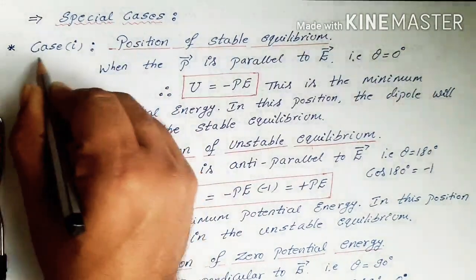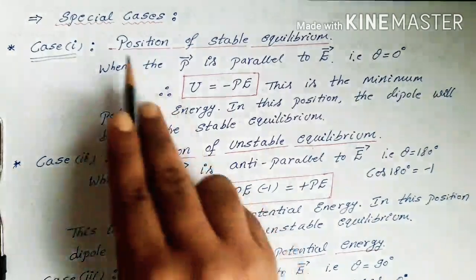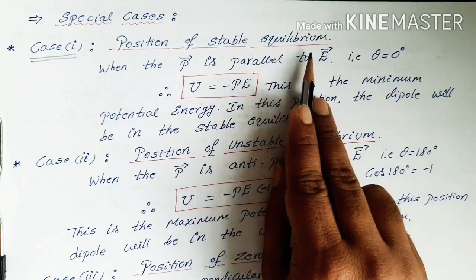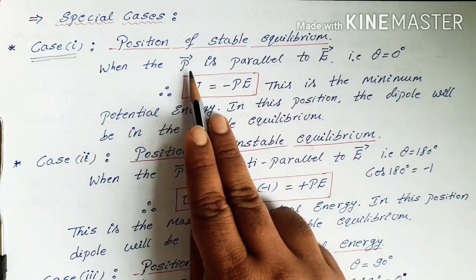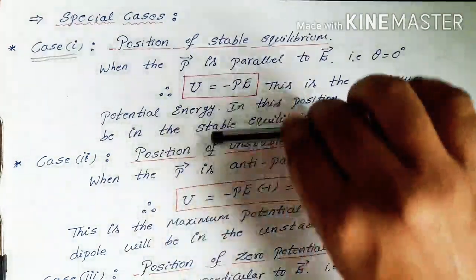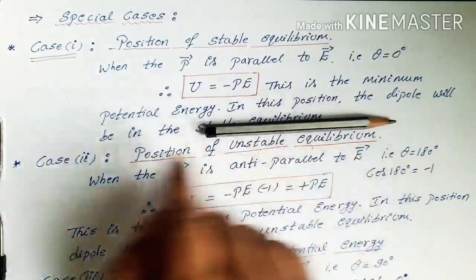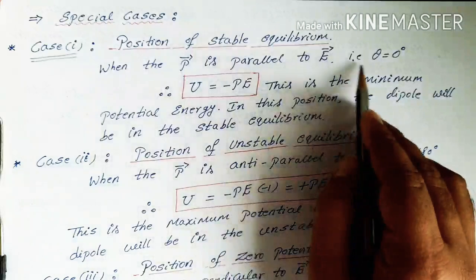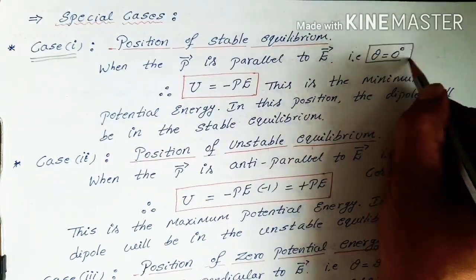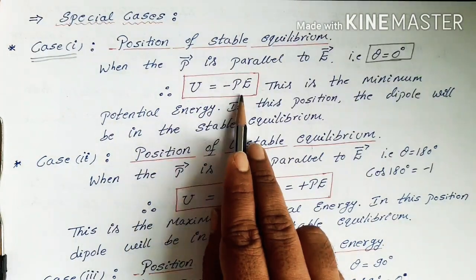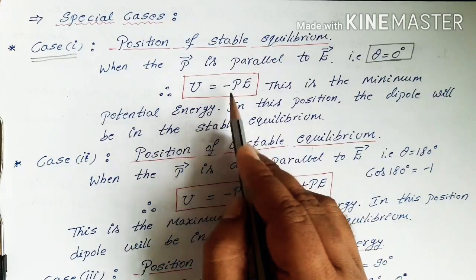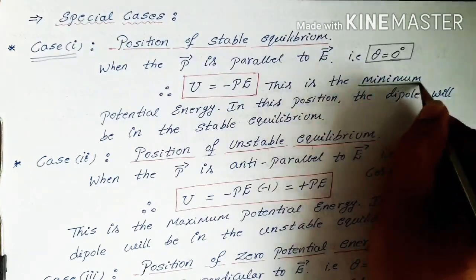Observe case 1, position of stable equilibrium. The dipole is said to be in stable equilibrium when P is parallel to E, when the dipole moment is parallel to E, means exactly horizontal, when the dipole is placed exactly along the direction of the electric field. Then theta is 0 degree, right? If you substitute cos 0 in the previous formula, U is equal to minus PE cos theta, cos 0 is 1, then you will get U is equal to minus PE. Since there is a negative, it takes a negative value, means it is the minimum potential energy.